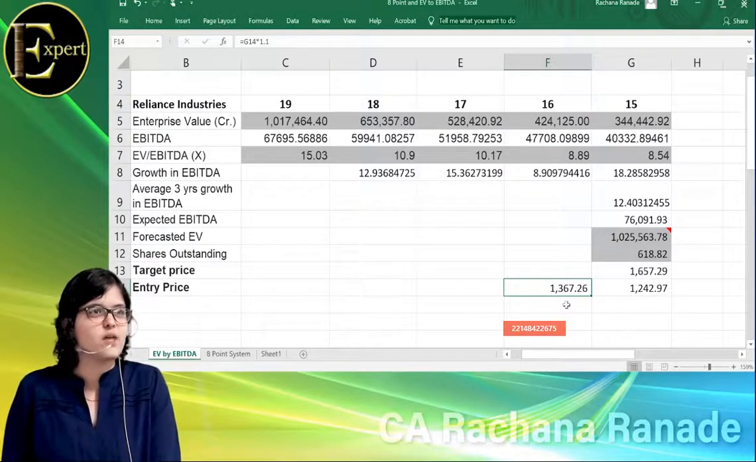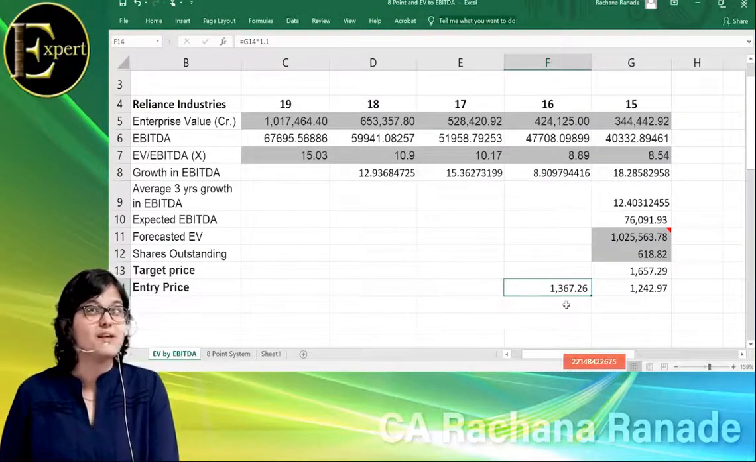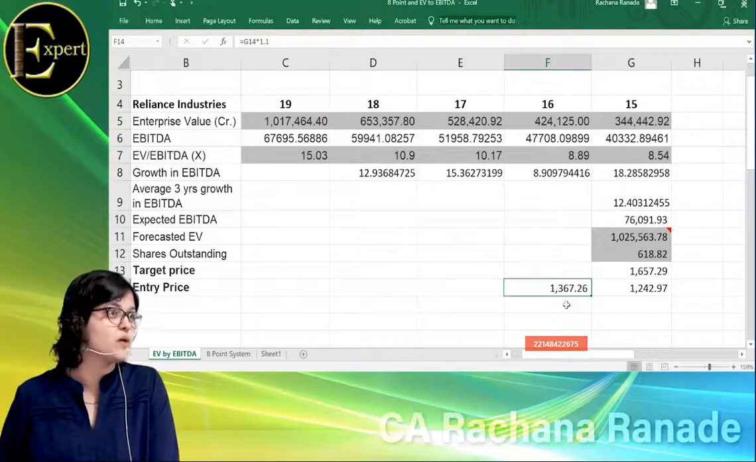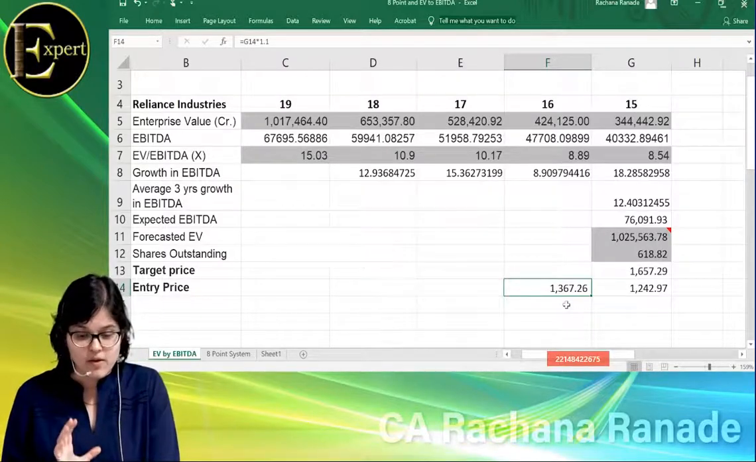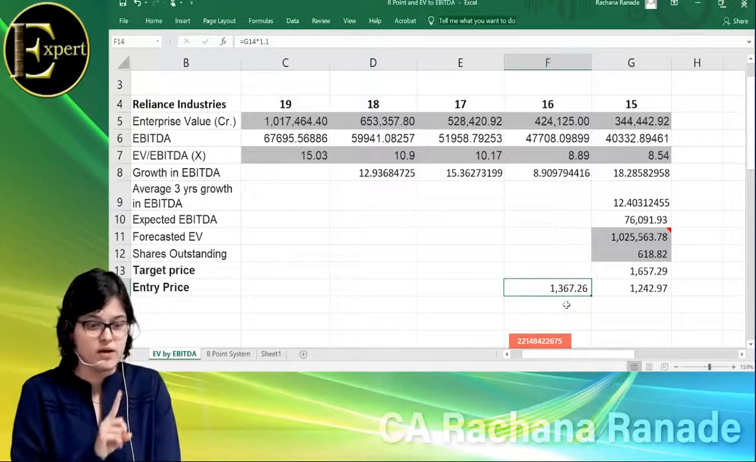What happens in the service sector? Especially I tried this with telecom also. But then telecom, the macroeconomic factors played a big role and they could not achieve the targets. So again, analysis is what? Number 1, 8-pointer. Number 2, we try to calculate this.